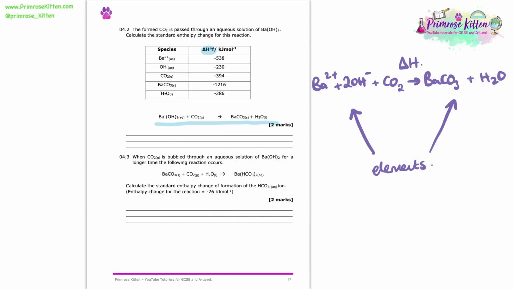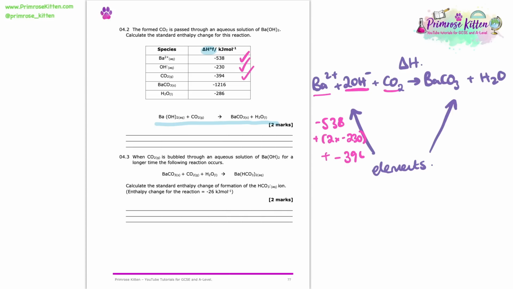So you can see straight off that we have some barium ions, and we are told the enthalpy change of formation of those. So that is minus 538. Then you can see that we have 2 hydroxide ions, and each of those is minus 230. So we're going to add on 2 times minus 230. And then finally we have some carbon dioxide here. And there's just one of those, so we're just going to add on the minus 394.